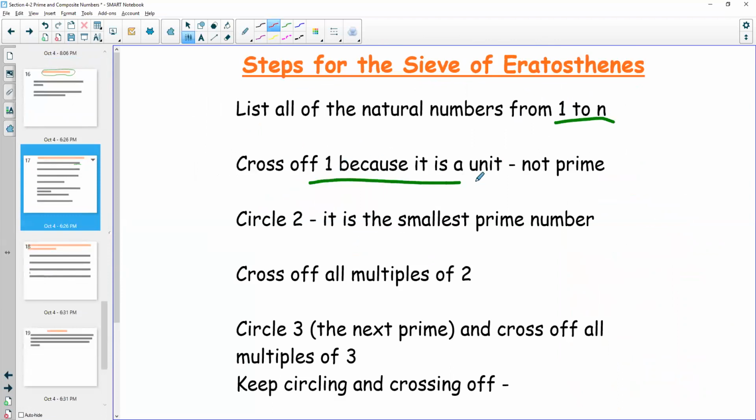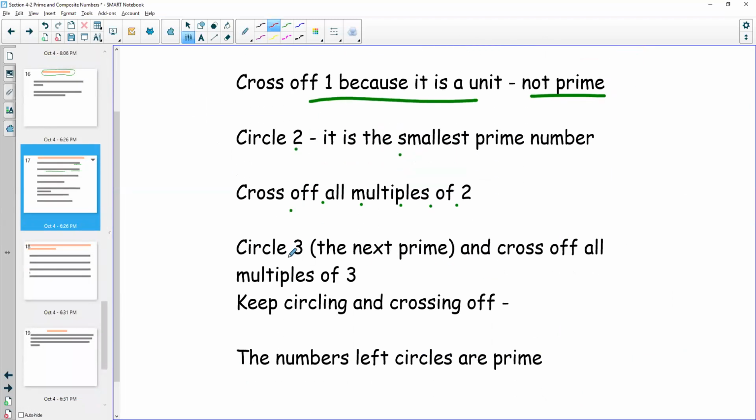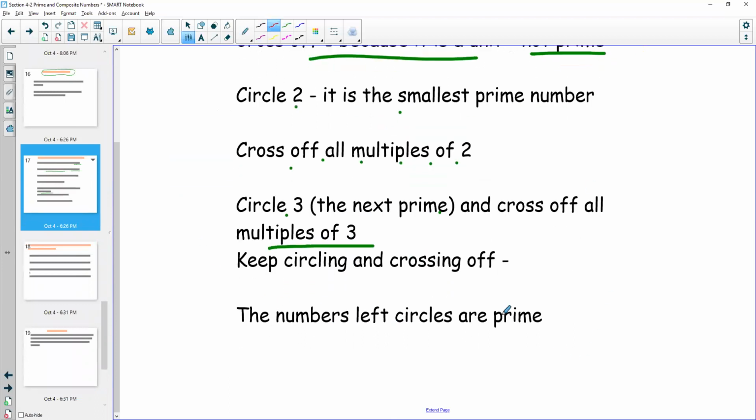You cross off 1 because it's a unit, it's not prime. You circle 2 because it's the smallest prime number. And then you cross off everything that's a multiple of 2 because it's even. You circle 3 because that's the next prime, and you cross off the multiples of 3. Then you circle the next prime and cross off all its multiples. And then you circle the next one and cross off all its multiples until as far as you want to go.